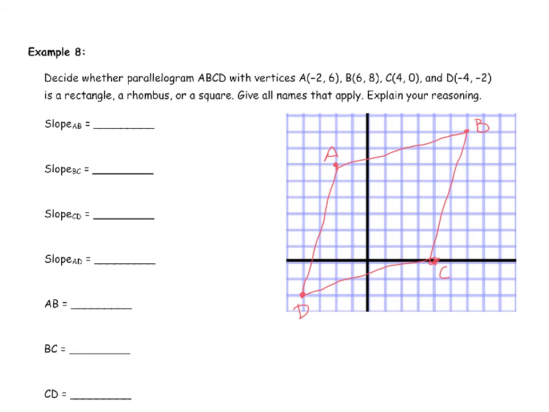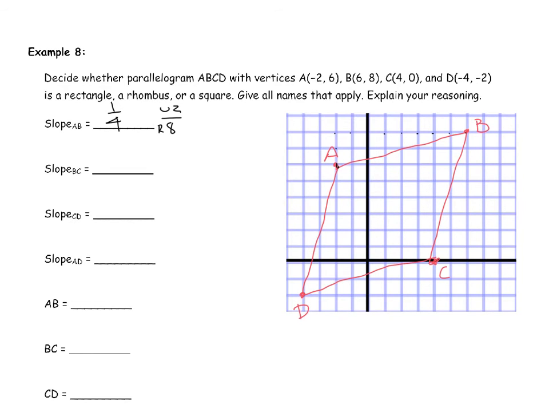parallelogram, meaning that the opposite sides are actually, in fact, parallel, which means we gotta peep that slope for this. So, from A to B, we go up 2. So we go up 2, and then we go to the right 8. So that's positive, positive. 2 over 8 reduces to 1 over 4.